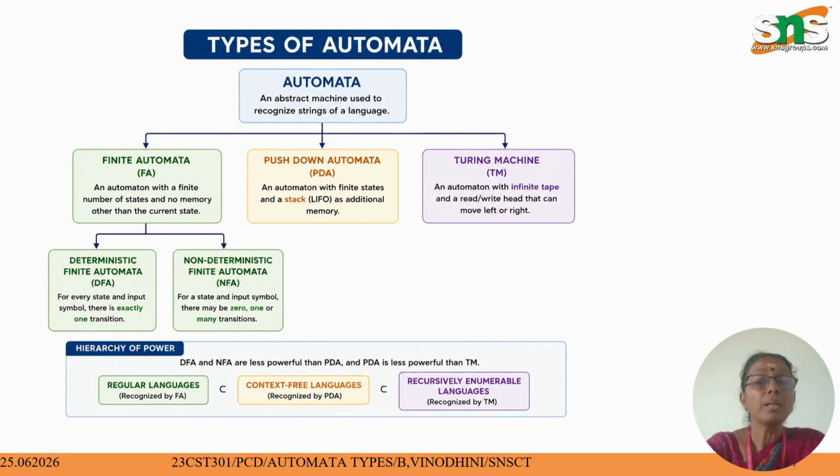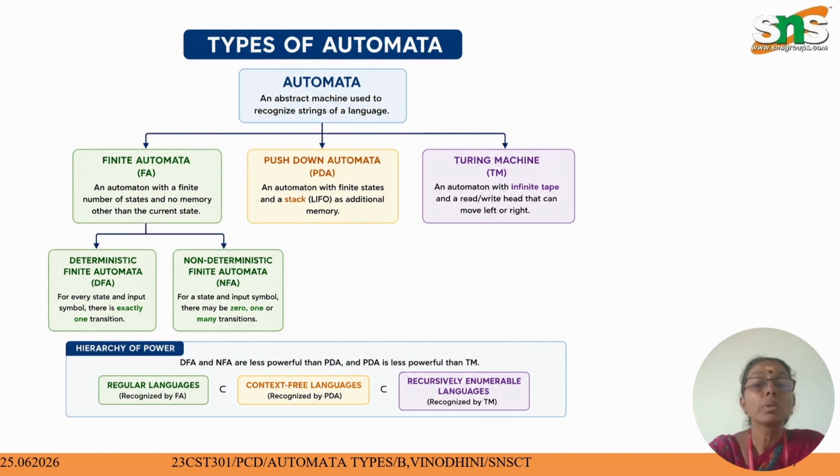The automata has three types. One is the finite automata, then Pushdown automata and Turing machine. What is a finite automata? It is an automaton with a finite number of states and no memory other than the current state. So there is no memory concept in the finite automata. We read the string, and from a particular state to the next state, a single symbol is transmitted.